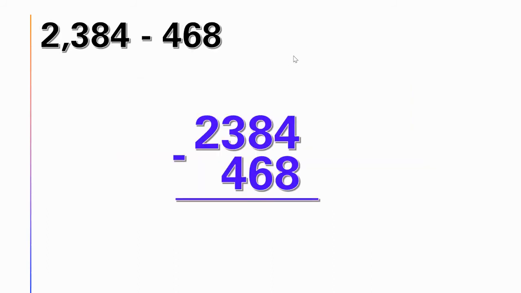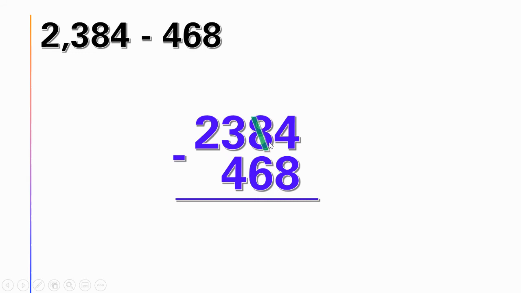Now let's try subtracting 2,384 minus 468. Make sure to line up the place values. There's a 4 in the ones place and an 8 in the ones place, which is why the 4 is on top of the 8. Now we're going to start by subtracting the ones place. 4 ones minus 8 ones. Well, we don't have enough ones, so we need to regroup from the tens place.